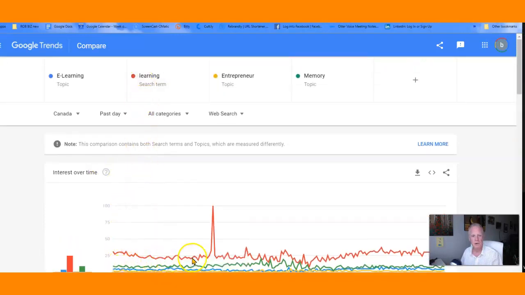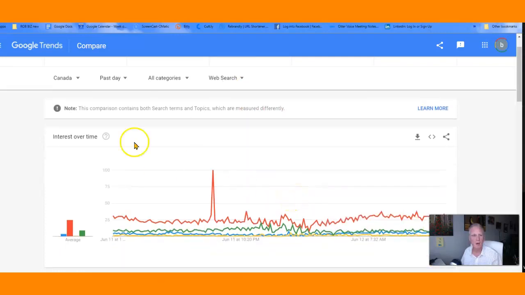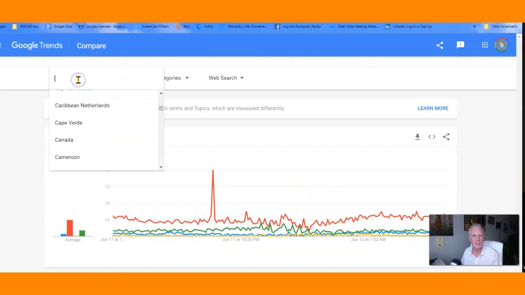red is learning. So we had a spike here in the past day, which would be July 11th, because today's July 12th. People were searching on Google for the term learning, and you can see there 100 in red. E-learning is number 5, which is the blue here. Entrepreneurship is the yellow. Memory search is green.